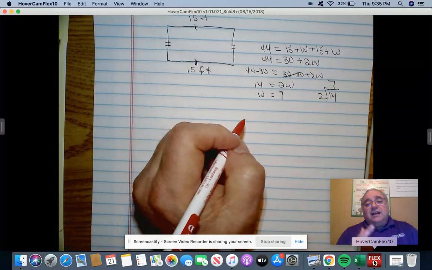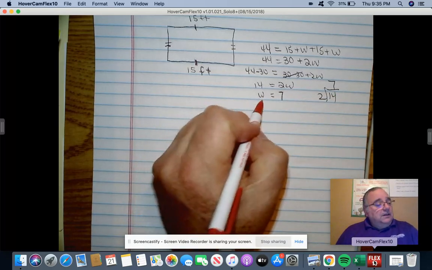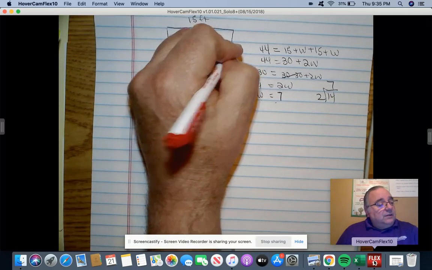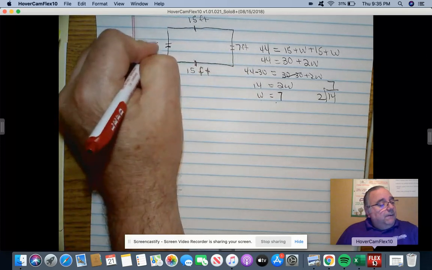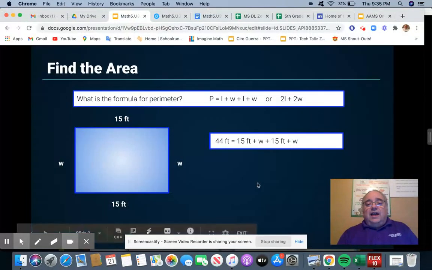I knew that in my head. I was doing mental math. I went ahead and wrote it out so people can see it, but that's the width. So I know that the width here is 7 feet. Oh, wow. Let's get back to our slides. Do I have everything that I need? Let's see if I'm correct.